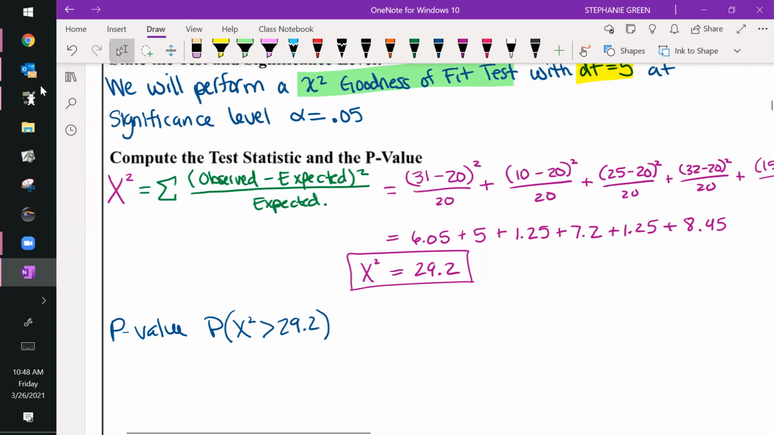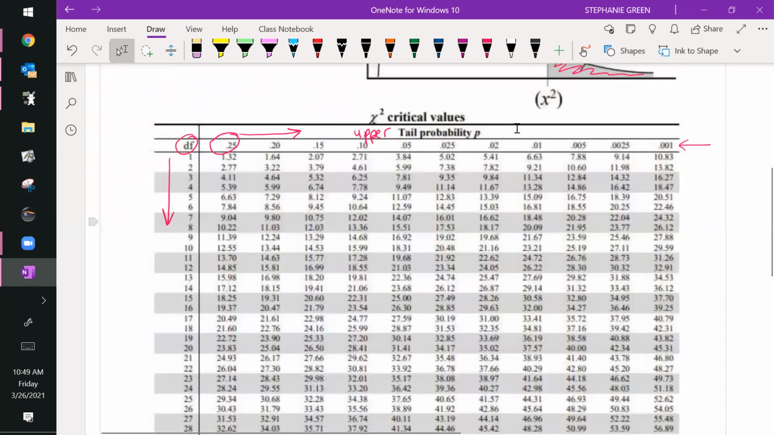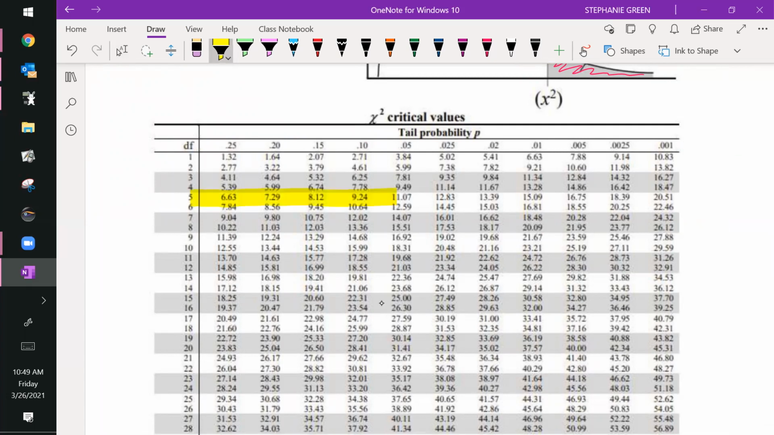Actually, I don't know that we really can do this for sure by hand, but we can look. We're going to find greater than 29.2. On this one, the table doesn't give our statistic as a possible value, so I have to look in this table for 29.2. Our degrees of freedom was 5 though, so we're only looking at this row here. And we're looking for the number 29.2.